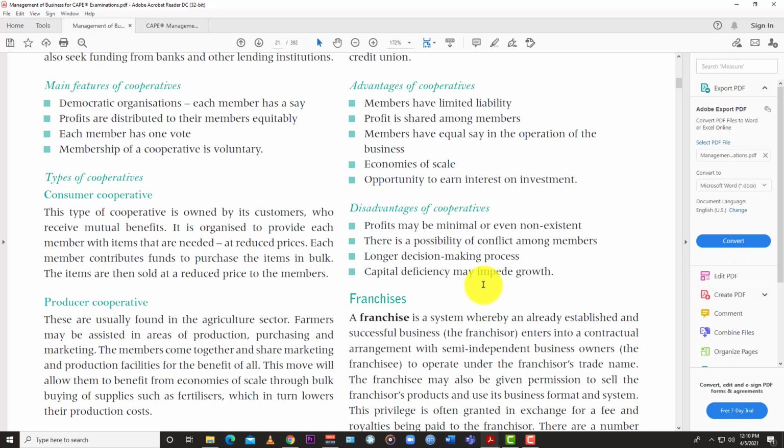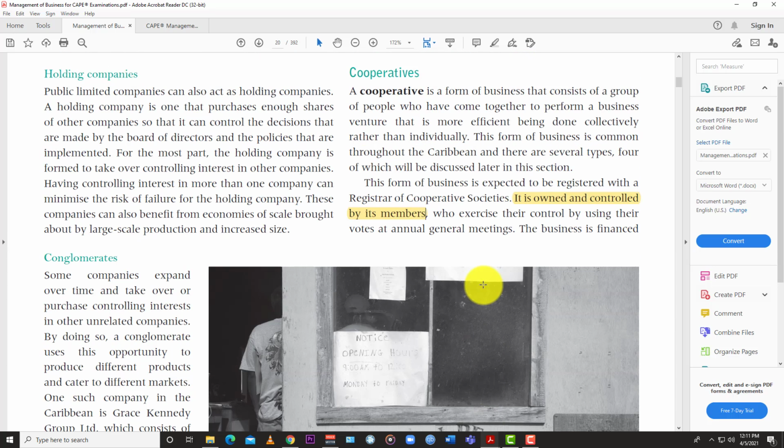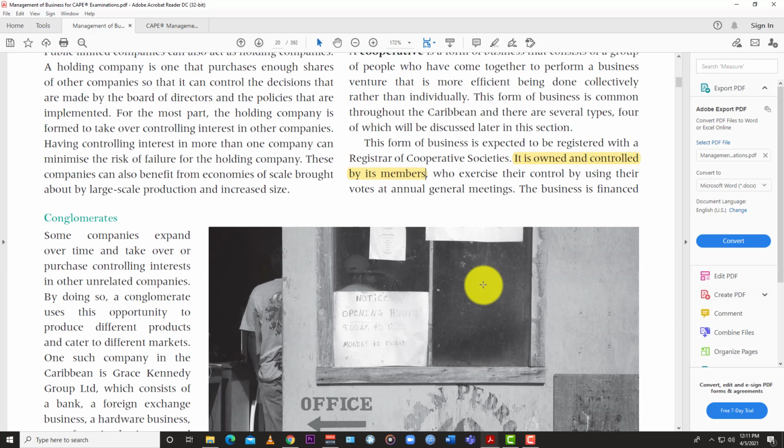Then capital efficiency may impede growth. Remember, again, it's optional, it's voluntary. Not everybody might want to be a member, and so you might not be able to raise enough capital to do what you want to do. And so that's one of the major disadvantages of the cooperative. Right? And so in a nutshell, that's what a cooperative is. And so we have covered the cooperative for this chapter.